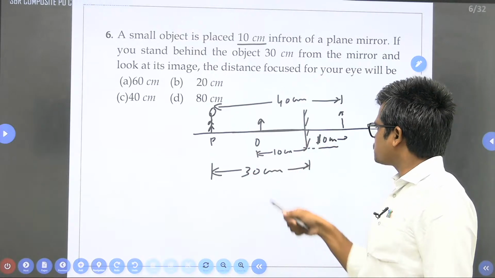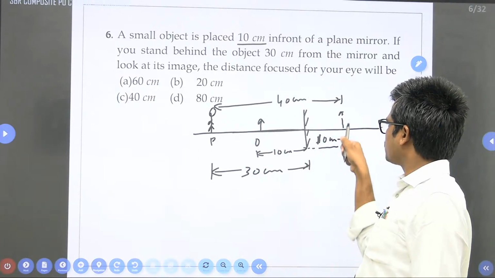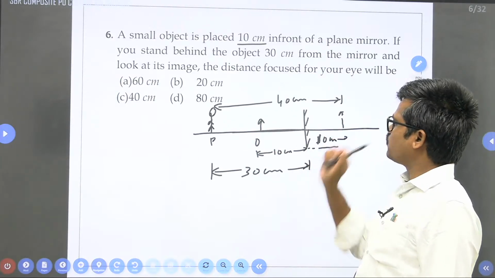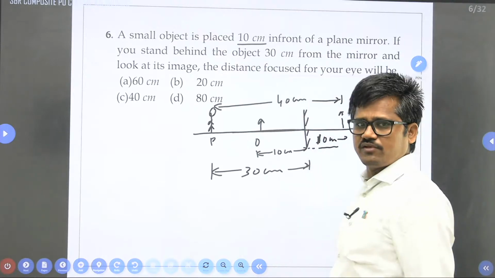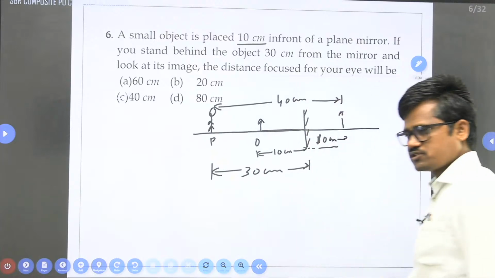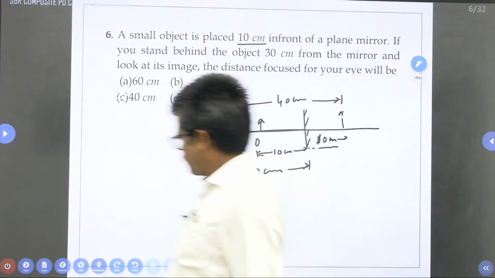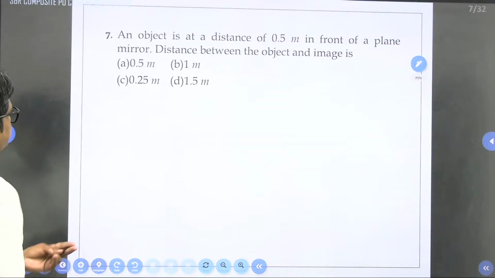The person is how much distance from the mirror? 30. So here to here 30, and the image he has to focus is here. Then 30 plus 10 will be what? So the distance focused for your eye, at what distance is he focusing? 40 centimeter from his place. Right or not? Okay. Now, next.